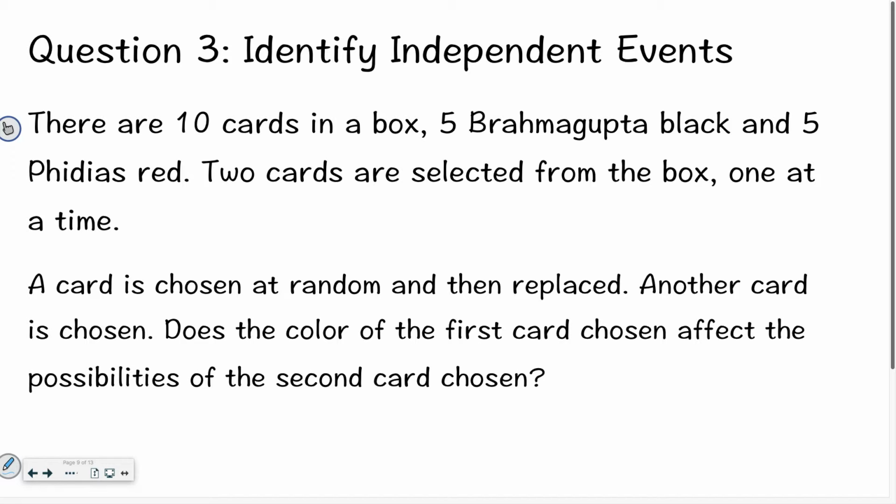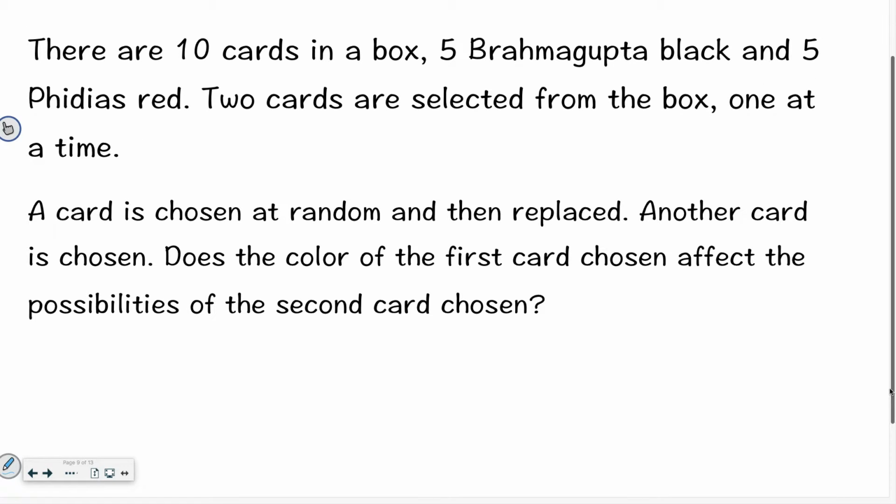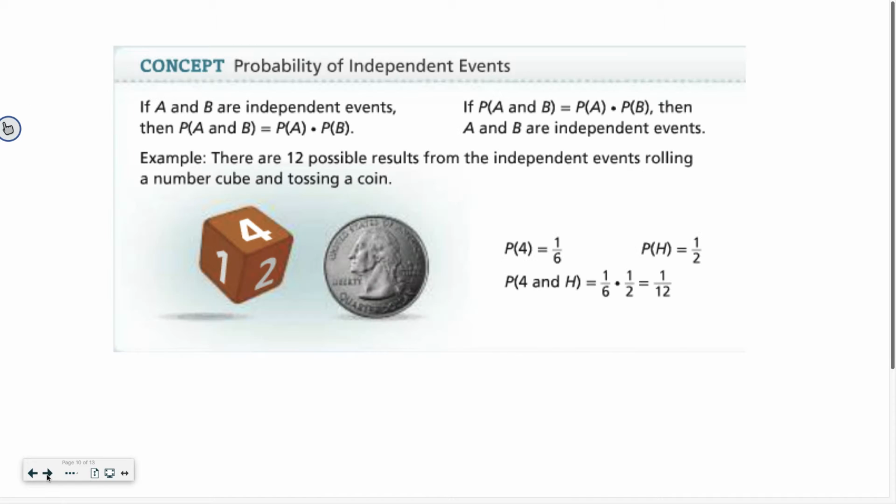There are 10 cards in a box. 5 are black and 5 are red. 2 cards are selected from the box, one at a time. So if a card is chosen at random and then replaced, and then another card is chosen, does the color of the first card affect the possibilities of what the second card is? Good luck. Hopefully you said no, because they are independent events because we replaced that first item. So the sample set was the same the second time through.